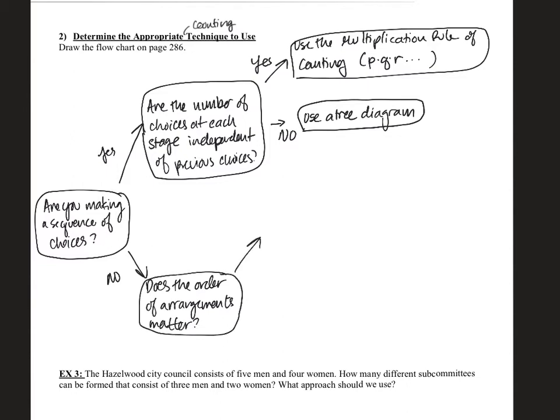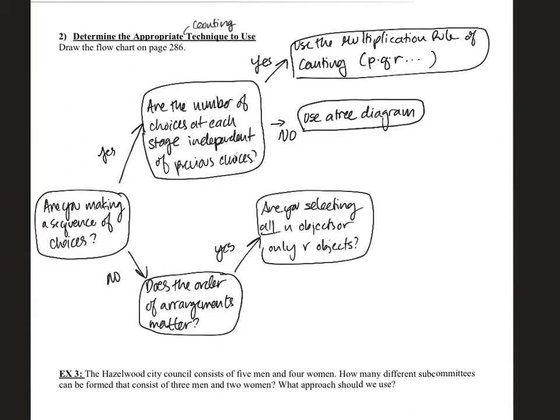So if yes, the order does matter, we have a new question. Are you selecting n objects or only r objects? So if you're only selecting r, so less than the whole amount, we're going to use n pick r, which is going to equal n factorial all over n minus r factorial, so the permutations.